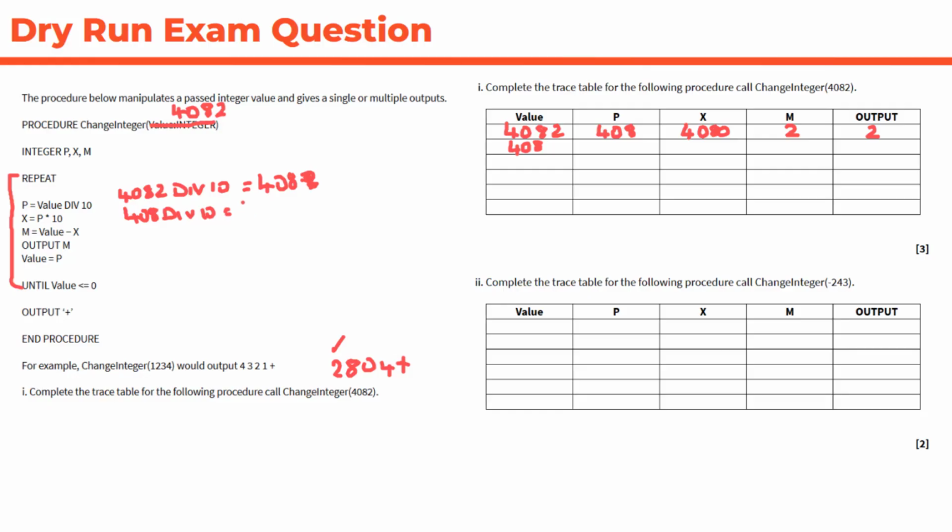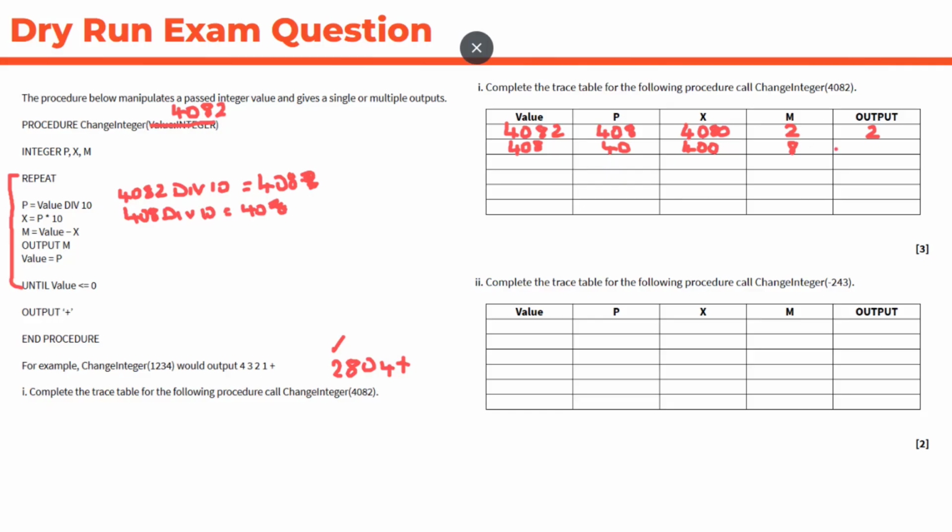What does that give us? That gives us 40.8. Get rid of the division remainder, and that means P is 40. X equals P multiplied by 10. I can do that maths. There you go, 400. And then M is value, so 408 minus 400. And that leaves us with 8.